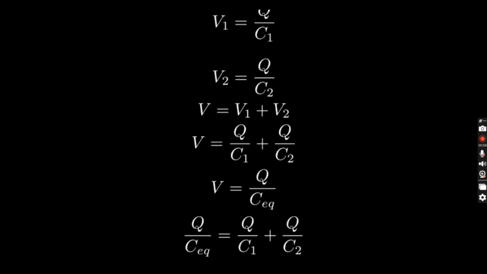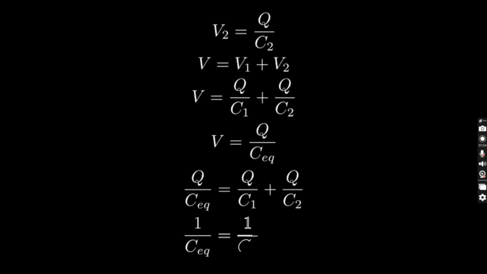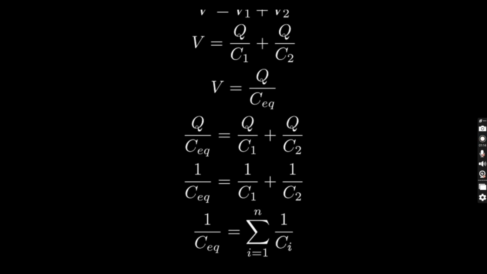Dividing both sides by Q, we get 1 over C equivalent equals 1 over C1 plus 1 over C2. This formula can be generalized for n capacitors in series, where we sum the reciprocals of all individual capacitances. Let's verify this with a numerical example.